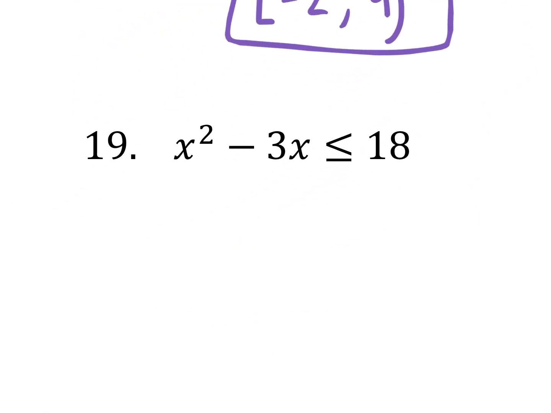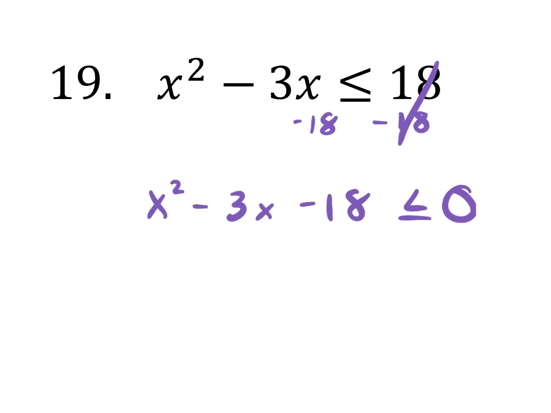All right, 19. 19 is our non-linear inequality because we have an x squared. So what should we do first when we have an x squared and an x? What do we do? I have to move everything to one side. So I'm going to subtract 18. So you have x squared minus 3x minus 18 is less than or equal to 0.